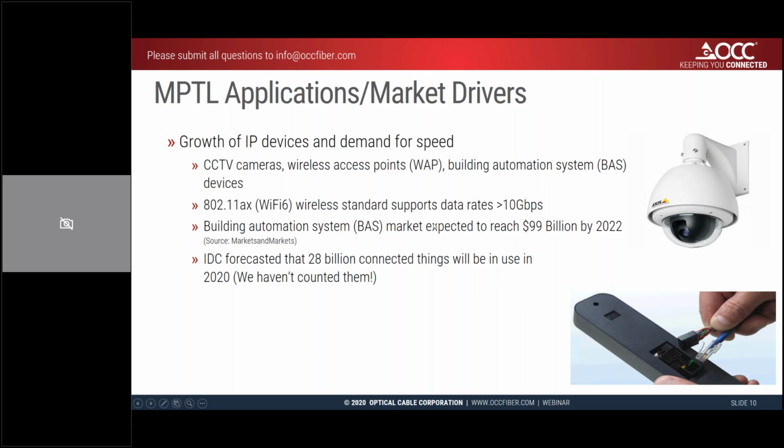Building automation systems market is expected to reach $99 billion by 2022. Okay, that's a lot of building automation system stuff. And IDC forecasted that there would be 28 billion connected things in use in 2020. Well, here we are in 2020, and we haven't counted them all, but I'll bet they're out there.